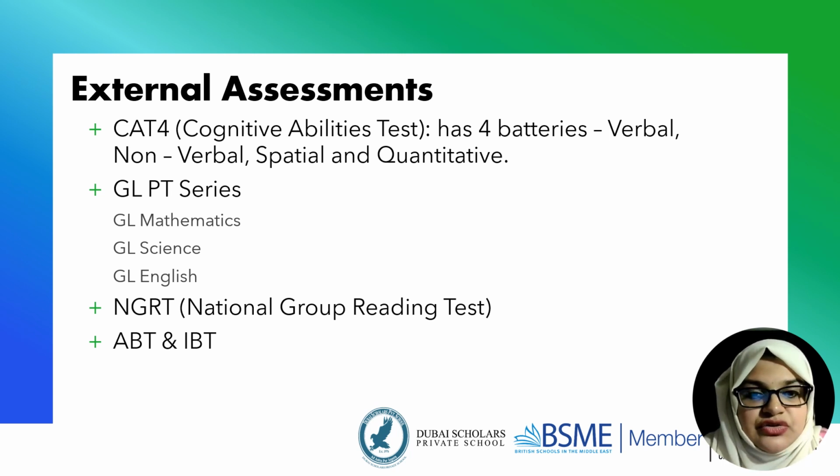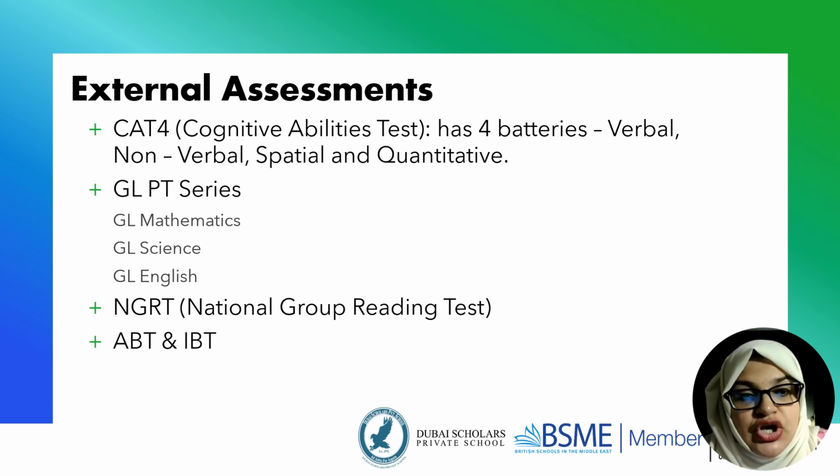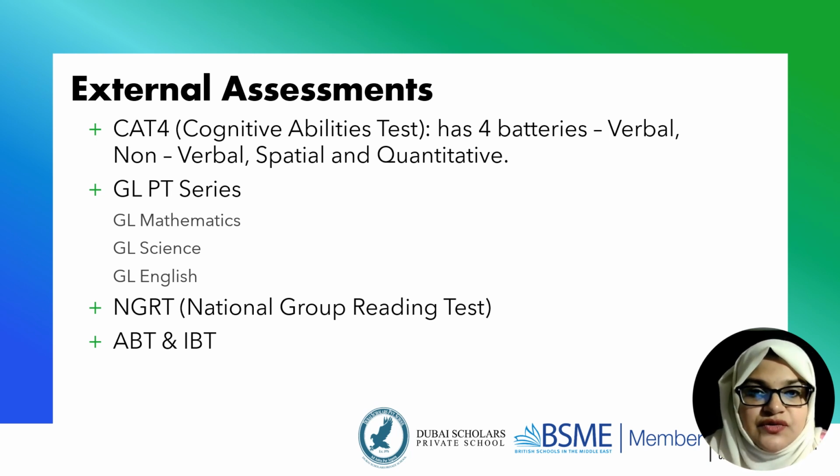NGRT, which is the National Group Reading Test, is an adaptive test that tests the comprehension abilities of a child as per age-related expectations. And last but not the least, we have the Arabic benchmark test and the Islamic benchmark test, which are taken twice in the year, once in the beginning and once in the end, to track the attainment and progress of the children.